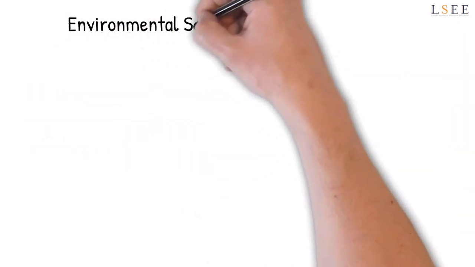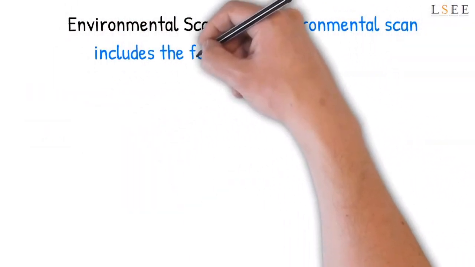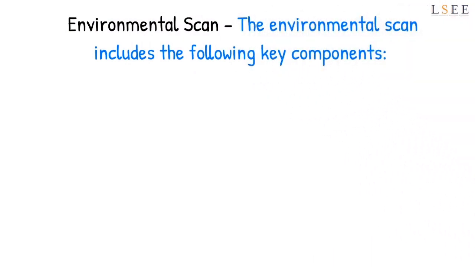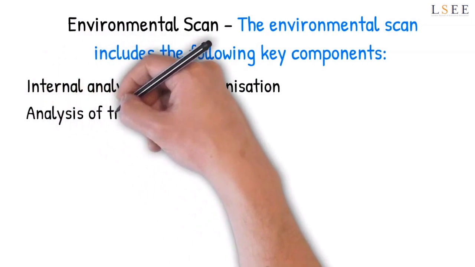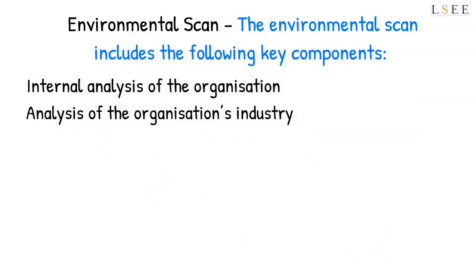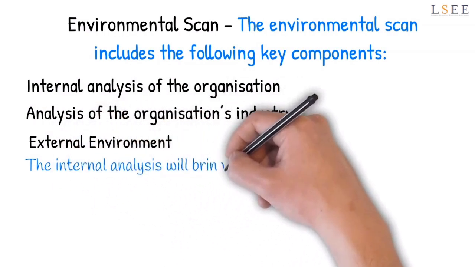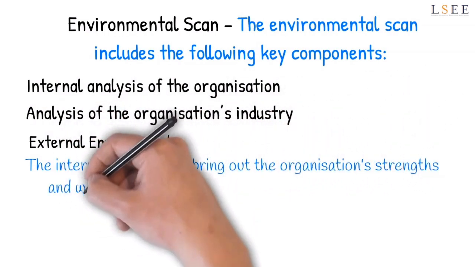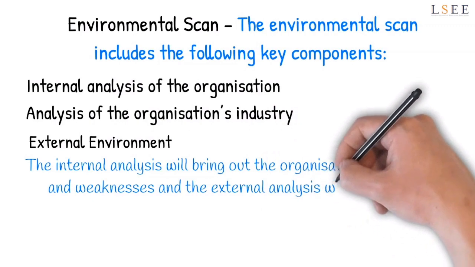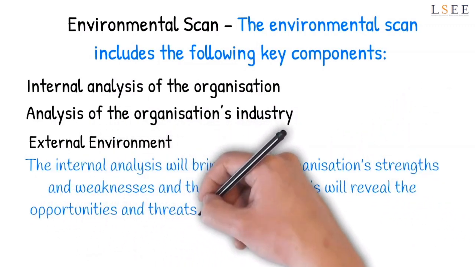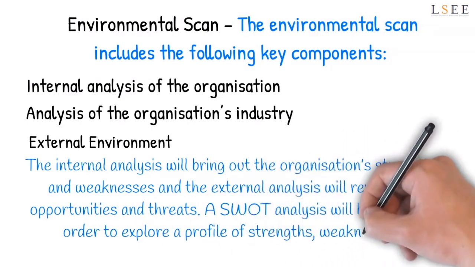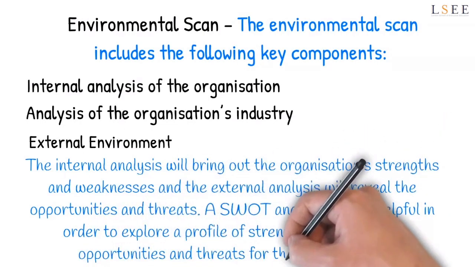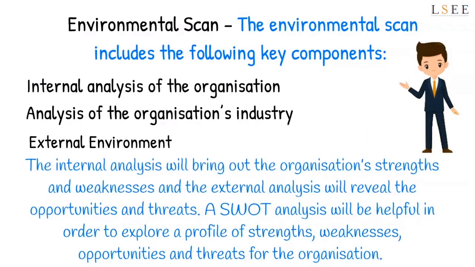Environmental scan. The environmental scan includes the following key components: internal analysis of the organization, analysis of the organization's industry, and the external environment. The internal analysis will bring out the organization's strengths and weaknesses, and the external analysis will reveal the opportunities and threats. A SWOT analysis will be helpful in order to explore a profile of strengths, weaknesses, opportunities, and threats for the organization.